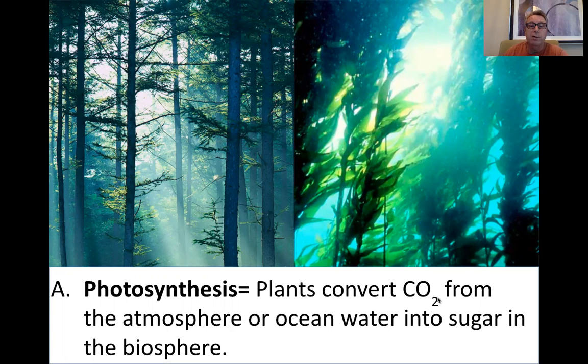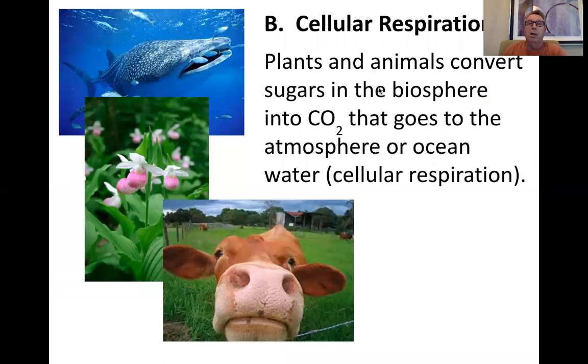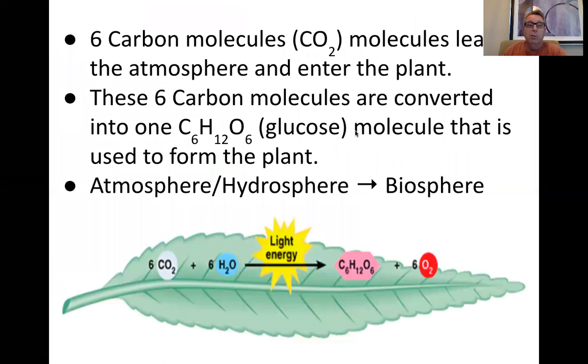So six carbon dioxide molecules leave the atmosphere and enter the plant. These six carbon molecules are converted into glucose that is used to form the plant. And then an organism will eat it. So what we're going to say is atmosphere or hydrosphere, right? Because carbon dioxide could reside in here, and it's going to go through the process of photosynthesis. Will go to the biosphere, okay? Atmosphere or hydrosphere to the biosphere.